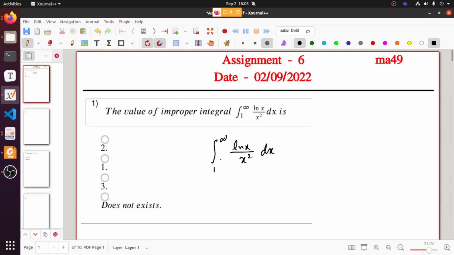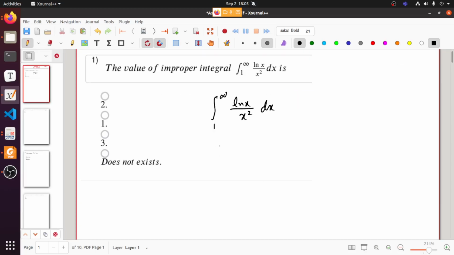This is an improper integral because the limit is from 1 to infinity. So how to do this? You have to write it as the limit as some capital M tends to infinity of the integral from 1 to M of ln x by x square dx. Now this is a Riemann integral, and you can do it because there is no singularity.